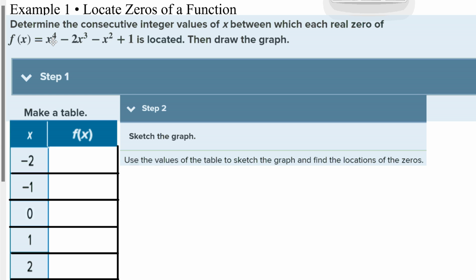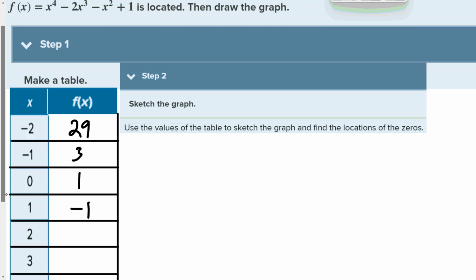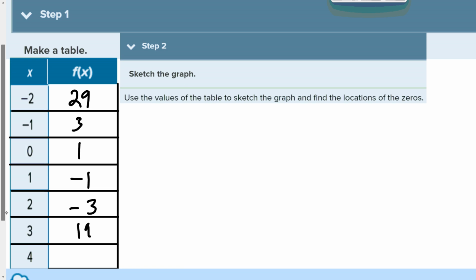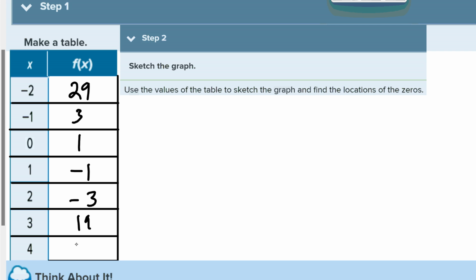But at most, we should have four places where it crosses, because we have x to the fourth, the degree is 4, right? And so we know if we start plugging in numbers, I can plug in -2 into this, and when I plug in -2, I get 29 as an answer. When I plug in -1 to all my x's, I get 3. At 0, I get 1. When I plug in 1, I get -1, and then when I plug in 2 into that equation, I get -3. When I plug in 3, I get 19. And then finally, if I plug in 4 into that equation, I get 113.